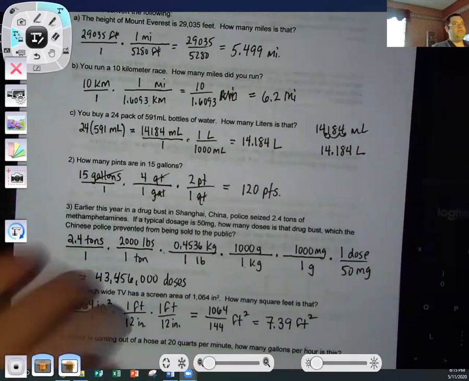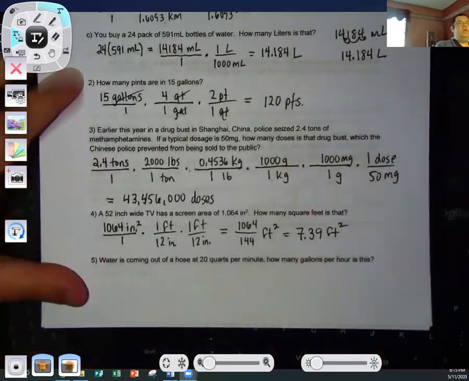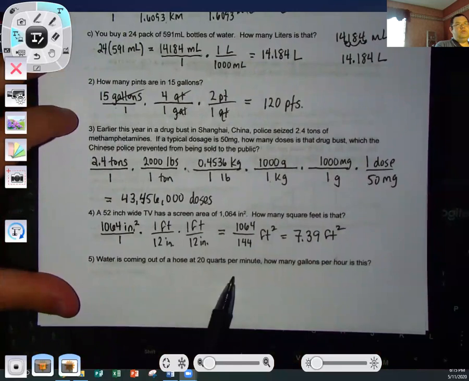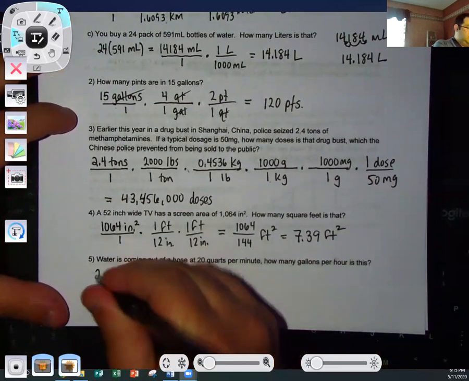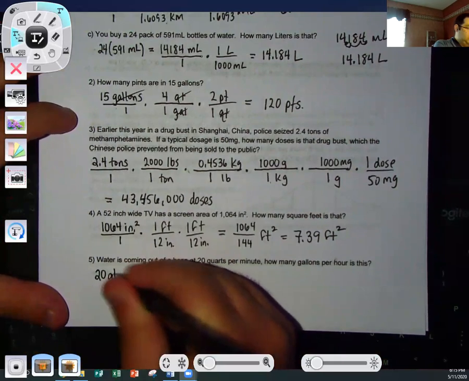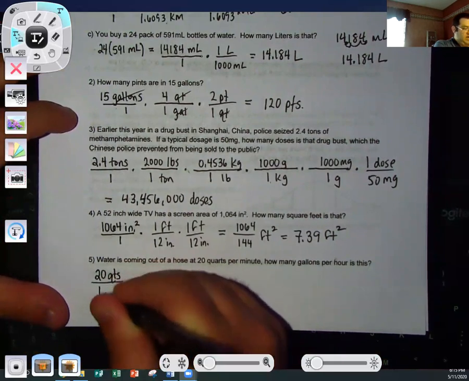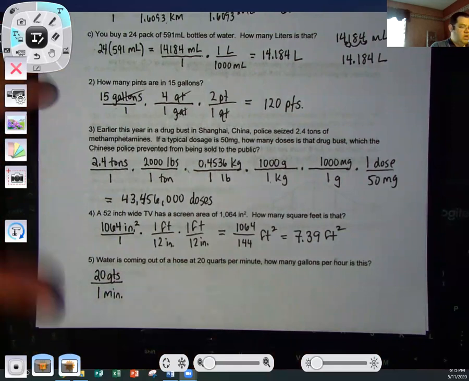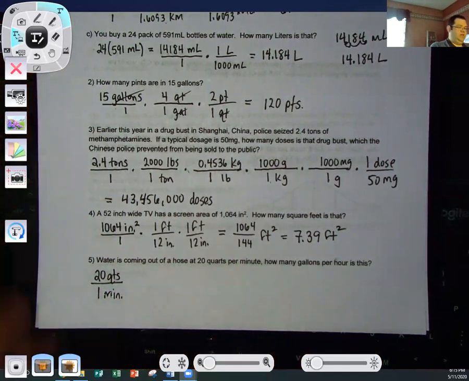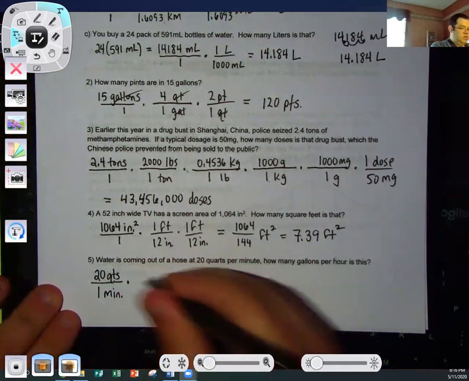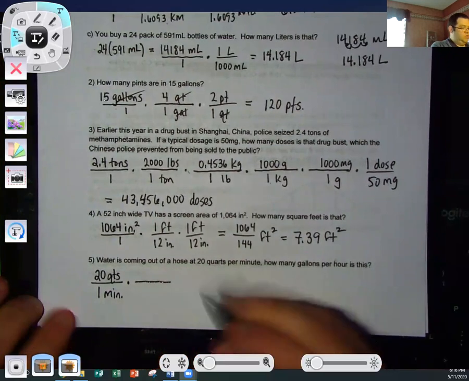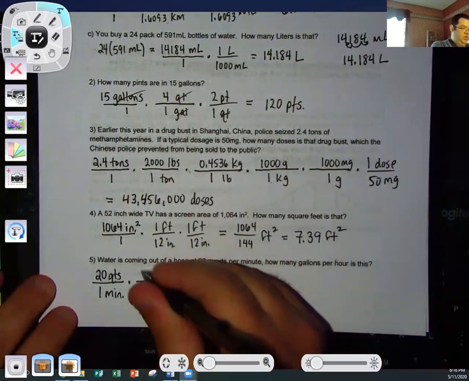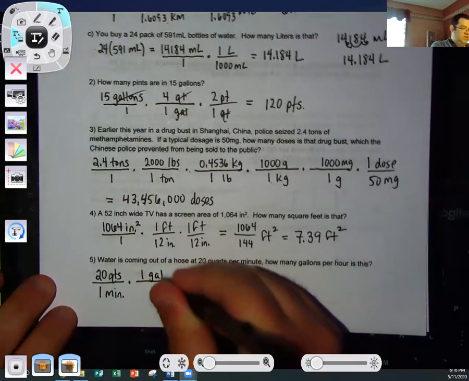Okay. Now, for number 5, water's coming out of the hose at 20 quarts per minute. How many gallons per hour is this? So I have 20 quarts per 1 minute. I'm going to go quarts to gallons. So we know that there's 4 quarts in a gallon. We know that 1 gallon is 4 quarts.